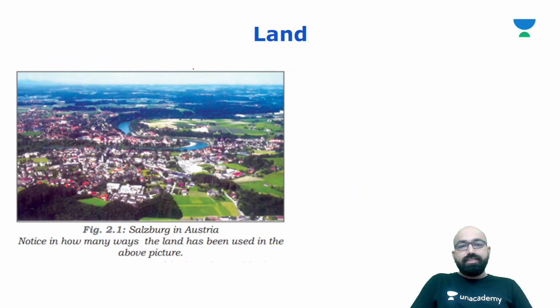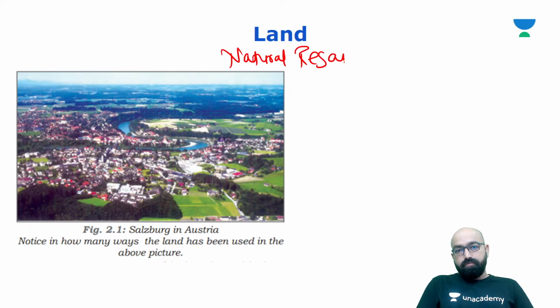Here, first of all, we will discuss land. Now, friends, land is among the most important natural resources. It covers only about 30% of the total area of the Earth's surface, and not all parts of this small percentage are habitable.